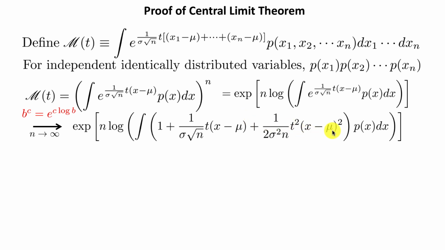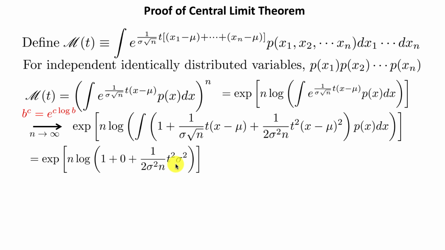Well, here we have x minus mu squared, where mu is the average value of x, multiplied by p of x. What is this? Obviously nothing other than sigma squared itself, the variance of x. And so this times p of x integrated over x is sigma squared, which will cancel this sigma squared over here. So the next step is we have the exponential n log of 1 plus 0, this 0 from here, and over here nothing other than t squared over 2n.